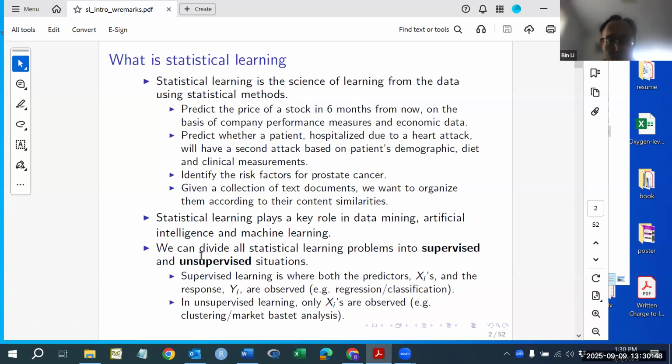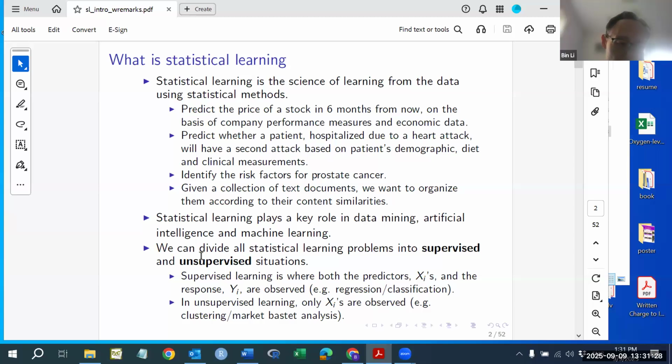So what is statistical learning? Statistical learning is the science of learning from the data using the statistical method. Similar to machine learning, which uses algorithms to learn from the data. Okay? So you can see there are differences. They both target to learn from the data, but using different approaches.